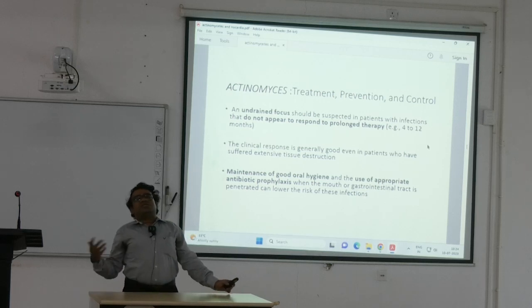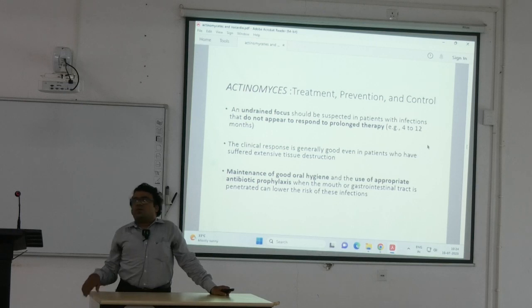So, what are the infections that we can encounter? Most commonly, we can encounter cervicofacial infections, and if they are aspirated, we can get thoracic infections, abdominal infections, especially if there is a trauma or a surgery done, and pelvic infections from the genital tract.